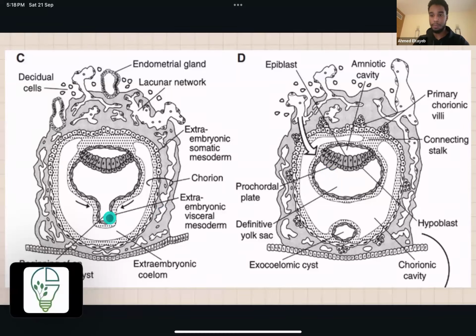Now, what is this small ball here? It's the exocoelomic cyst. So it pinches off from the definitive yolk sac, and it becomes its own thing, the exocoelomic cyst. I'm not really sure about the function, but I don't think it's that significant. You don't need to really know about it.